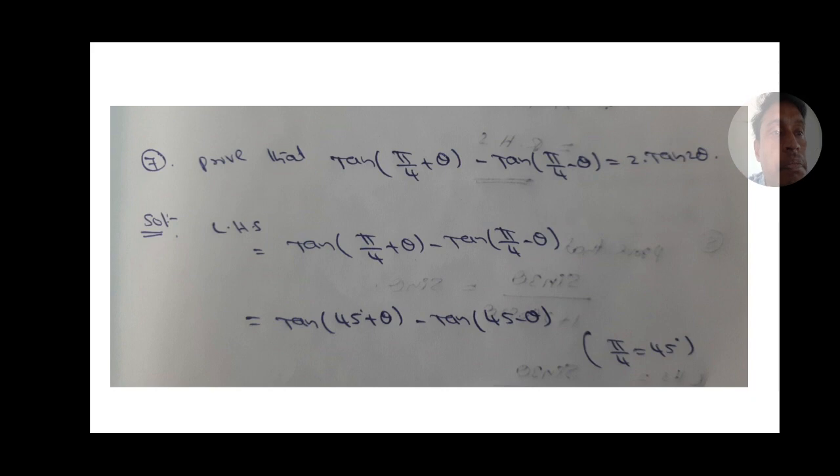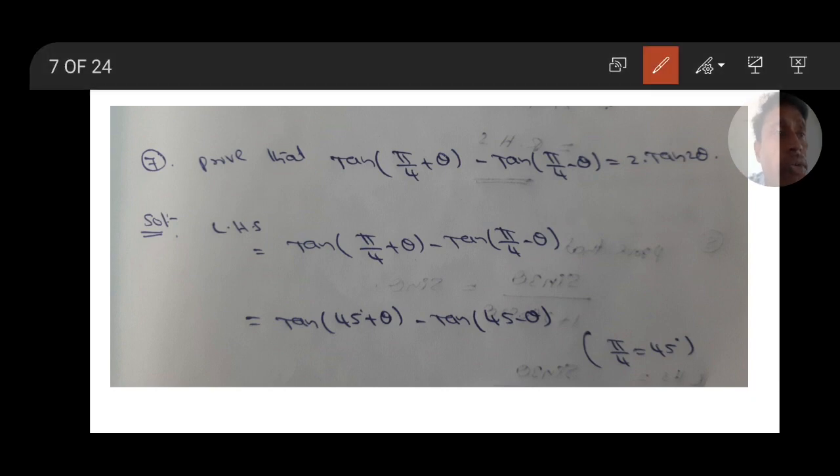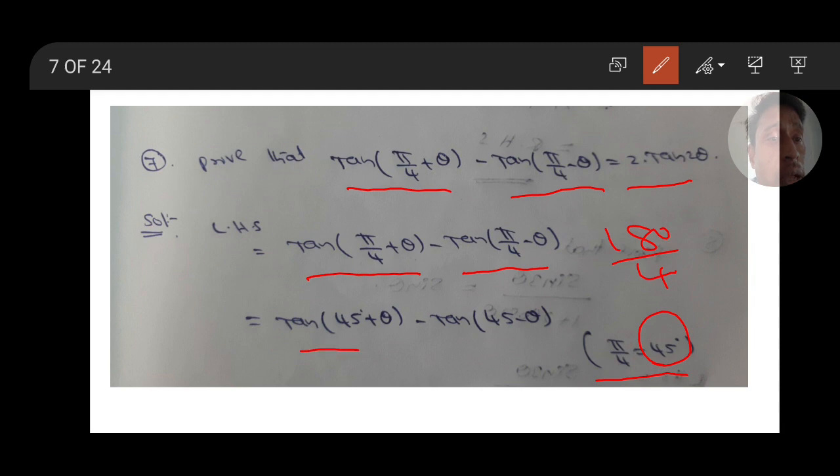Next problem: prove that tan of pi by 4 plus theta minus tan of pi by 4 minus theta equal to 2 into tan 2 theta. LHS is tan of pi by 4 plus theta minus tan of pi by 4 minus theta. Pi by 4 means 45 degrees, since pi means 180 degrees, divided by 4 we get 45. So tan of 45 plus theta minus tan of 45 minus theta.